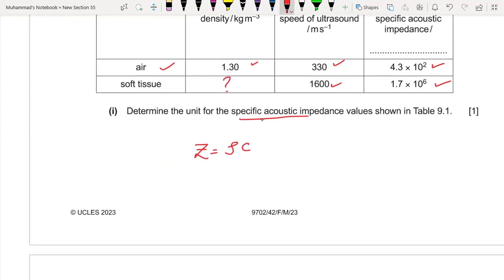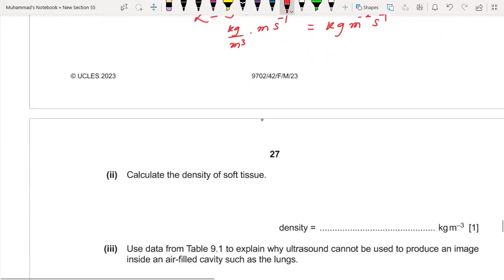So you can easily calculate the unit from here: density is kg per meter cube and speed is meter per second. So you can easily work out the unit, which is kg m minus 2 s minus 1. So one more question.